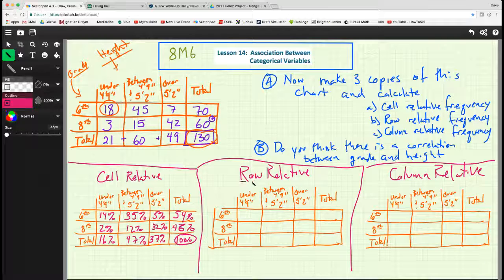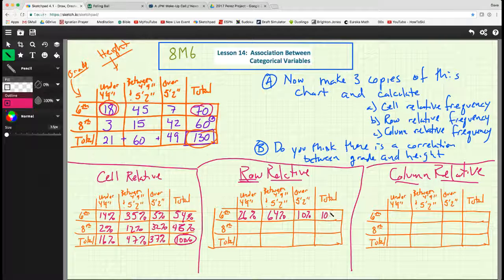Now we're going to calculate our row relative data. And this row relative and column relative data is extremely important for answering the questions of association. So watch carefully. In a row relative value, to get each percentage, we take our number and divide it only by our row total. So we're going to take 18 divided by 70, and we get 26%. And then 45 divided by 70, and we get 64%. And then 7 divided by 70, and we get 10%. And that adds across to 100%.